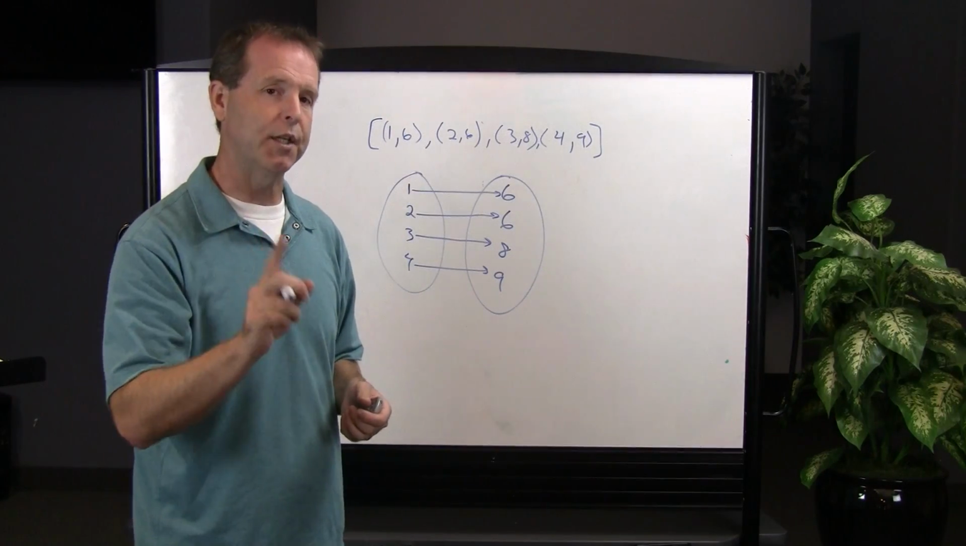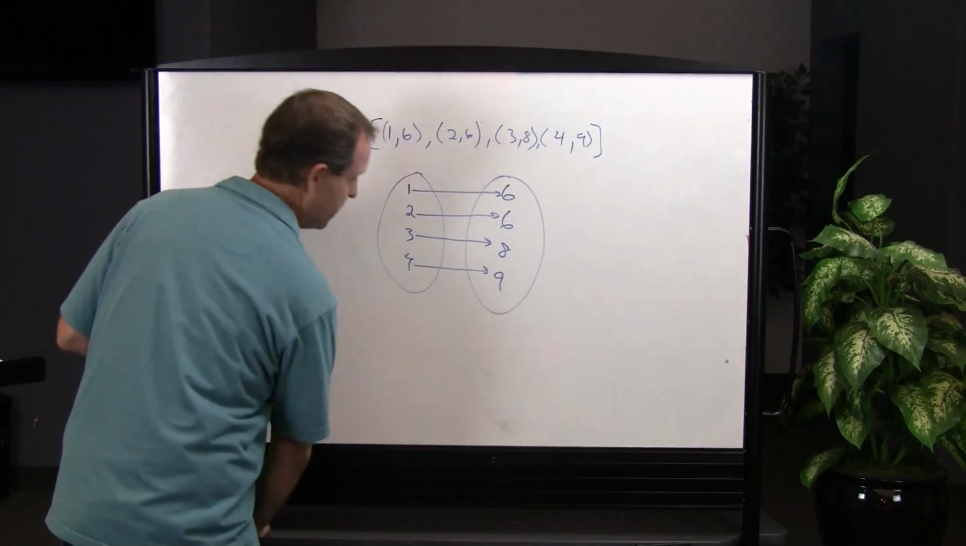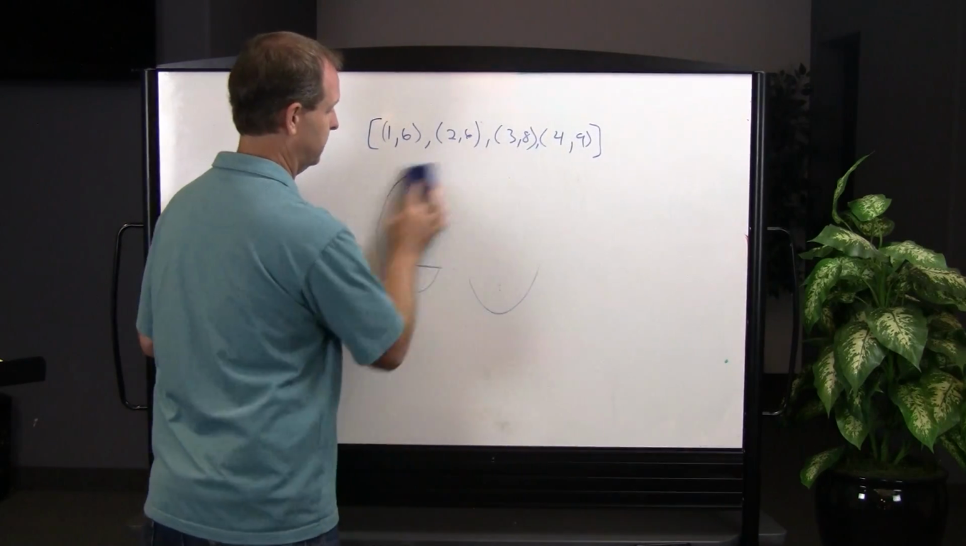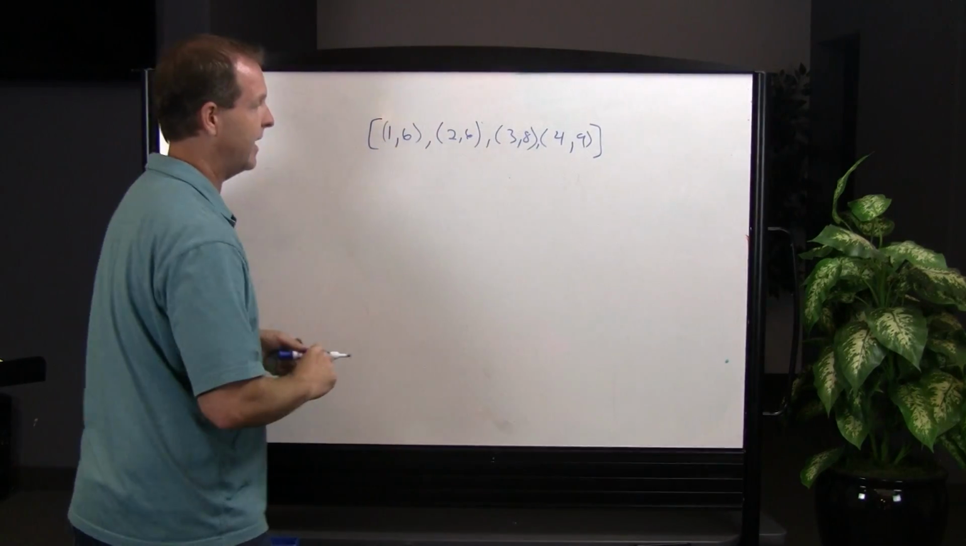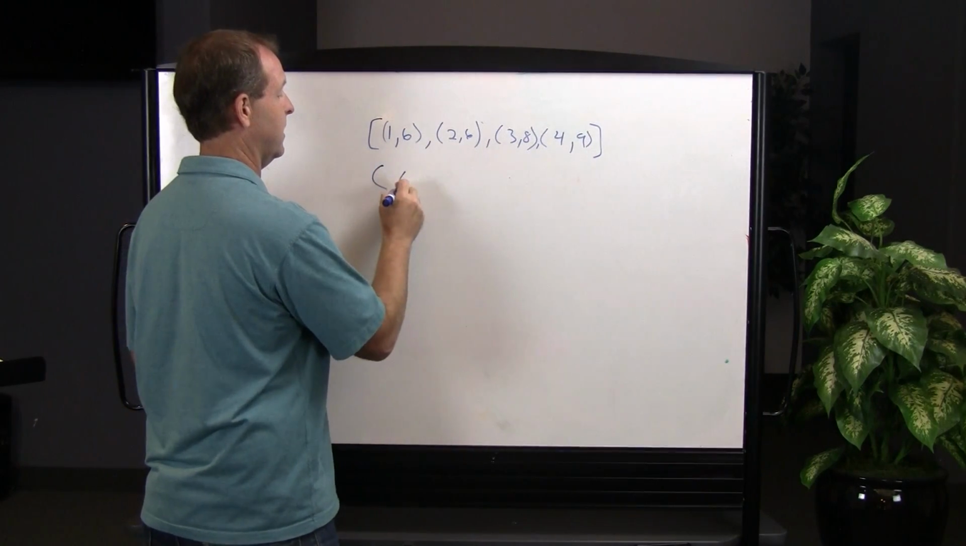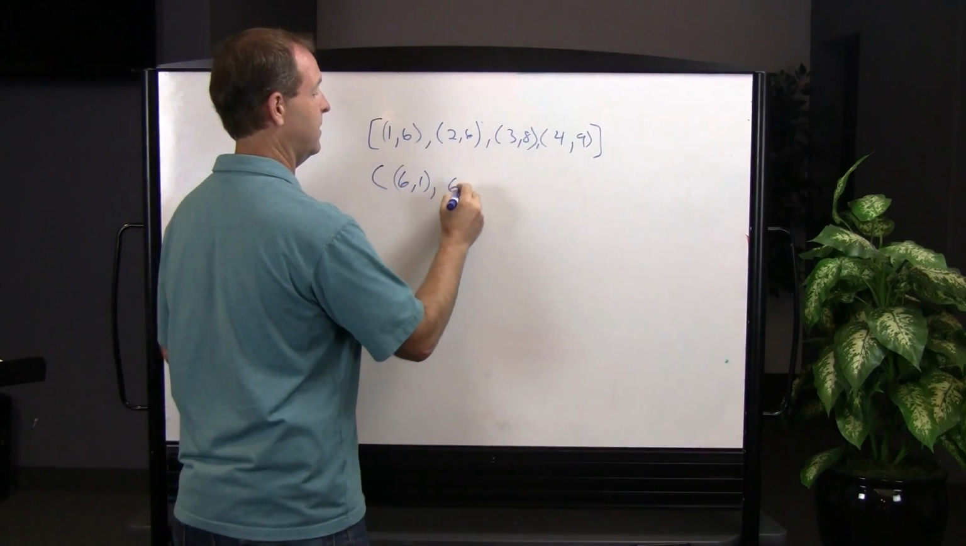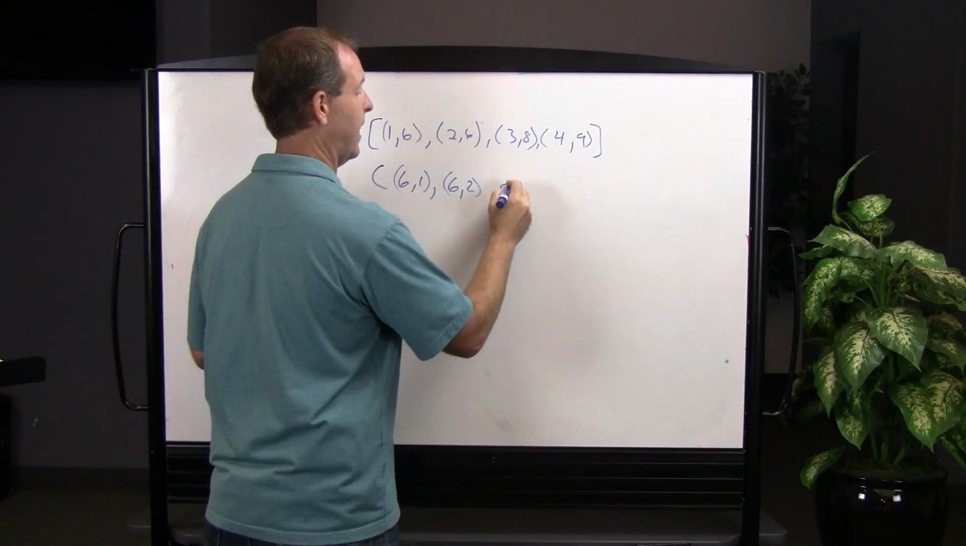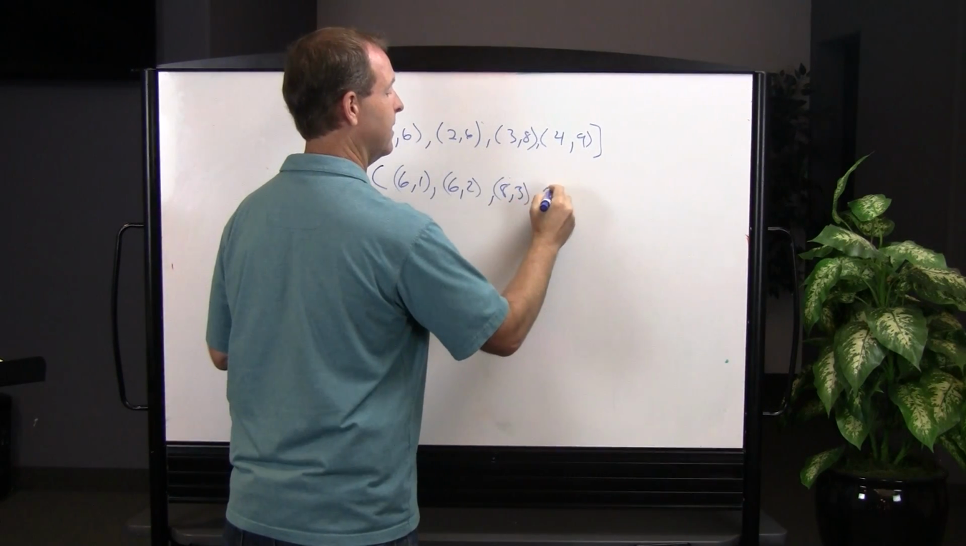But here's where it changes a little bit. So let me erase this, and let's just generate another set of numbers. Let's generate 6 and 1, 6 and 2, 8 and 3, and 9 and 4.